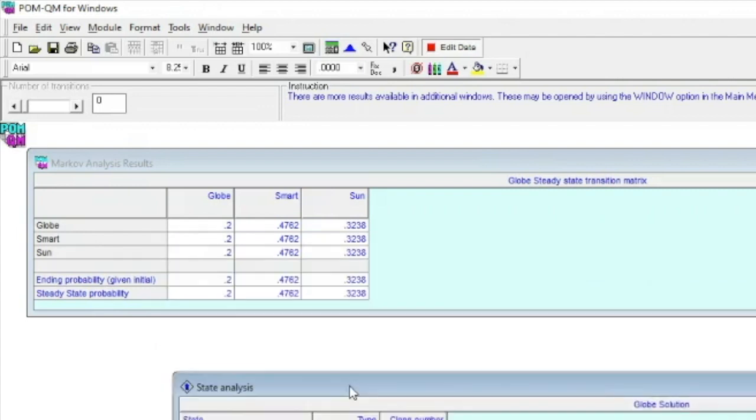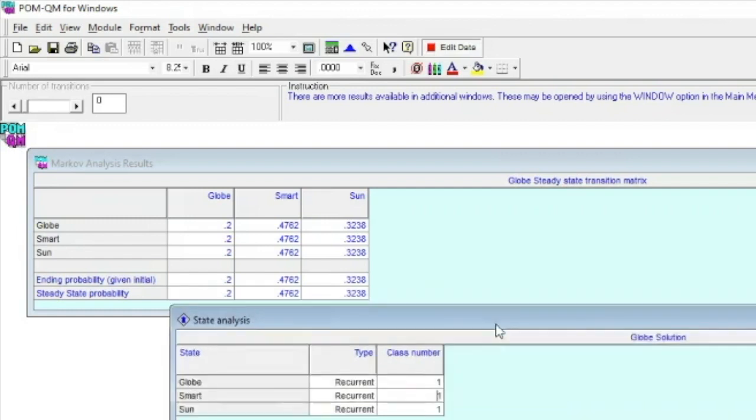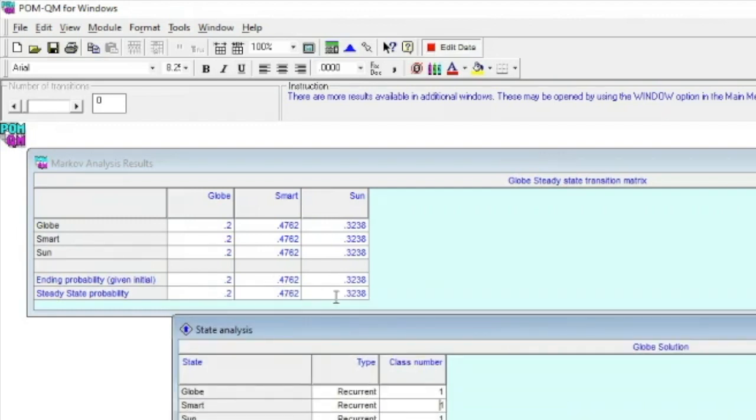Meaning, the state probabilities given are that, and in the infinite time, there it is, recurrent. And class number 1, that is again probability of 1. It is saying that yes, these are the values: 0.2, 0.4762, 0.3238 in the long run. So, basically, our question in the problem has been answered.